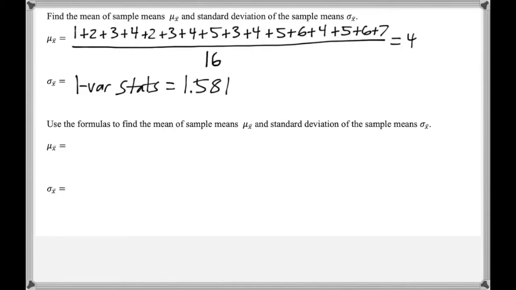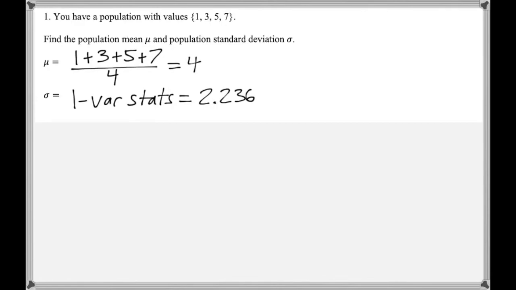Use the formulas to find the mean of sample means and the standard deviation of the sample means. So they want us to calculate the exact same thing, except they want us to use the formulas. So mu x bar is equal to mu, and sigma x bar is equal to sigma over the square root of n. So I'm using the population mean, which is mu, and that's equal to 4, and the population standard deviation, which is sigma, and that's equal to 2.236.